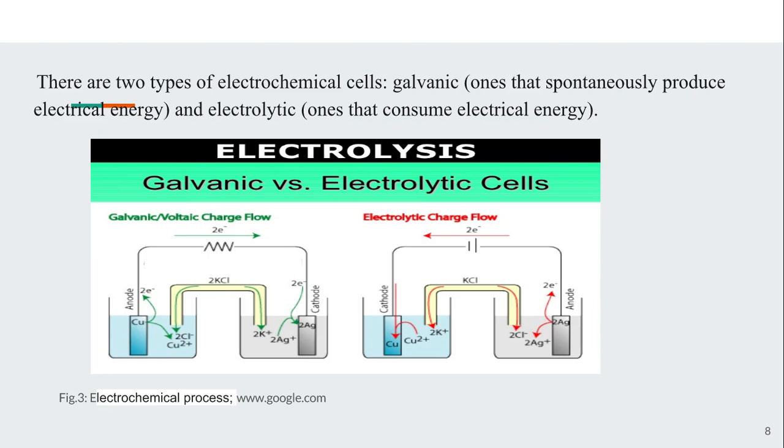There are two types of electrochemical cells, the galvanic and the electrolytic. The galvanic spontaneously produces electrical energy, and the electrolytic consumes electrical energy. This is a diagrammatic illustration of both processes. But here we are concerned about the galvanic process because we are going to try to measure the potential due to the activity of the constituents of the solution. So the galvanic is a better modelization of the problem.